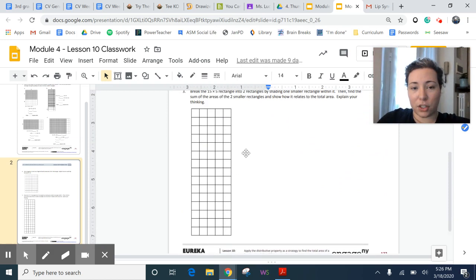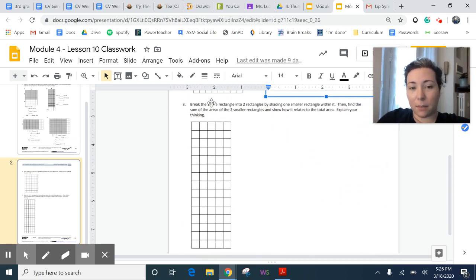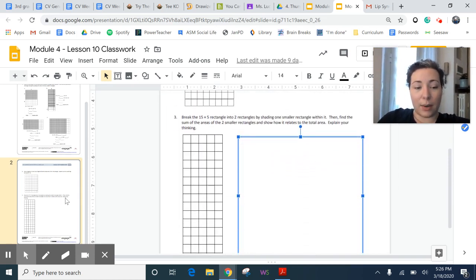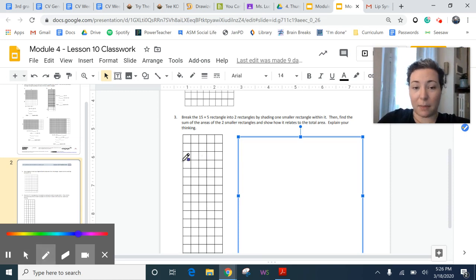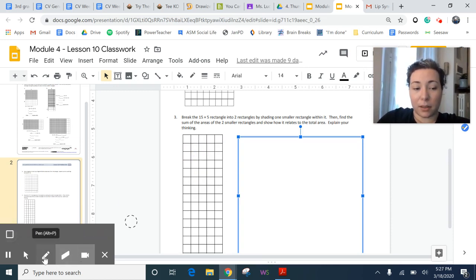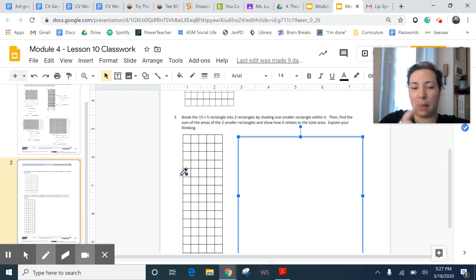And then for this bottom question, it says break the 15 times 5 rectangle into 2 rectangles by shading one smaller rectangle within it. When it says shade a smaller rectangle within it, that means you need to break it apart somehow. So you can break it apart and shade a smaller rectangle like this, or you could break it apart and shade this kind of rectangle. It's up to you, whichever way you want. But you need to completely break it apart. So imagine it's like a piece of paper that you've cut. So you can break it horizontally or you can break it vertically.